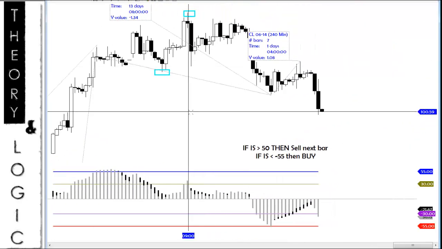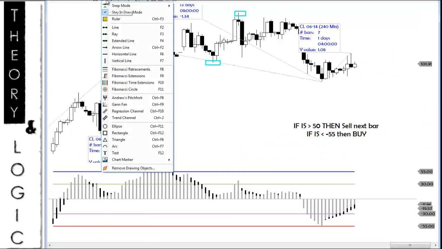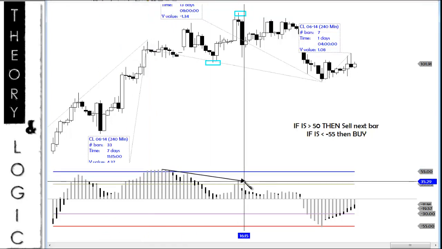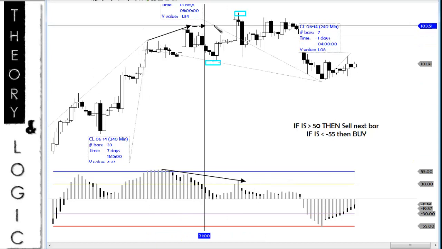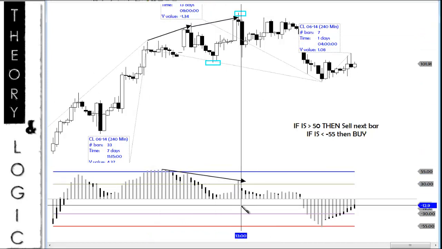Okay, so now I wanted to remove this discretion. You'll see that the internal strength acts like relative strength, MACD, and we can also see divergence. As price goes to a new high here and a slightly higher high here, we have lower highs in the internal strength. Thus, we are showing bearish divergence. It can be used that way as well.